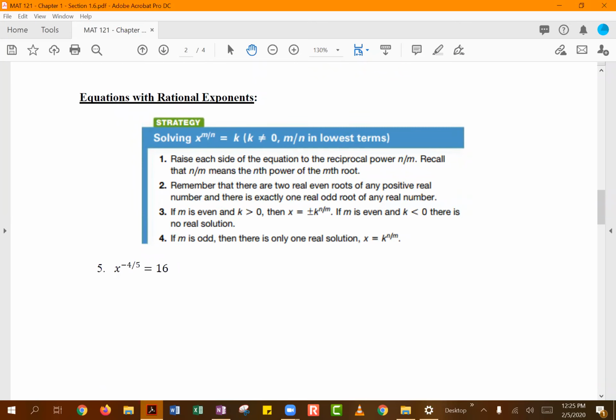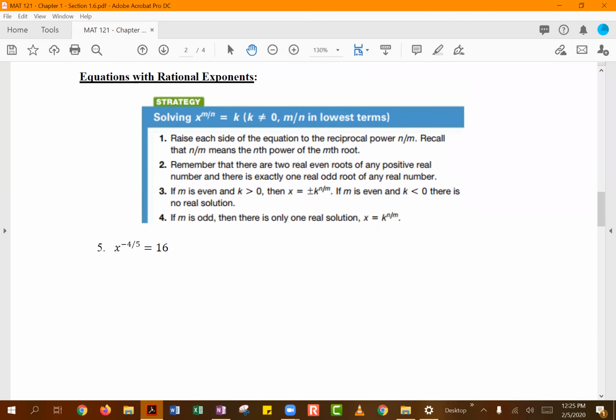And sometimes you can actually just plug them into your calculator and see if you're getting the same answer or not. So it doesn't have to be a very formal process, but just make sure you have checked your answers in the original equation.